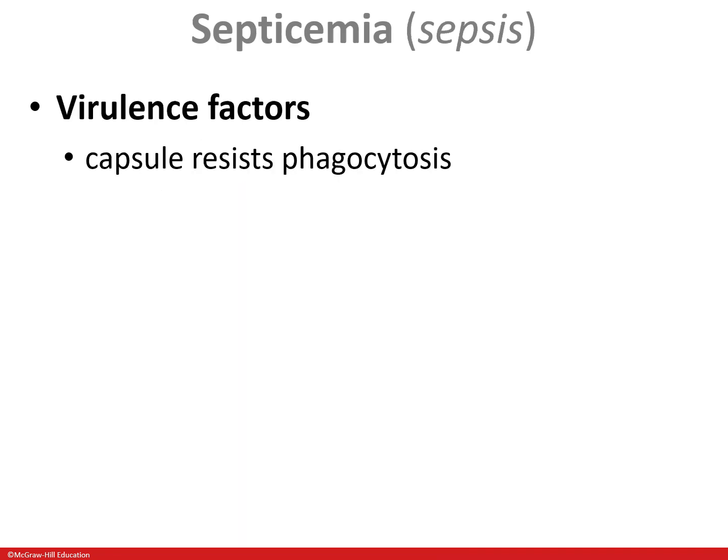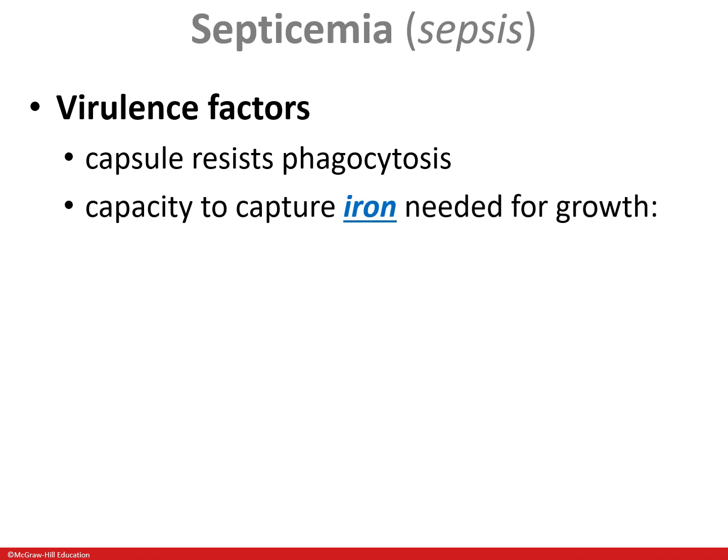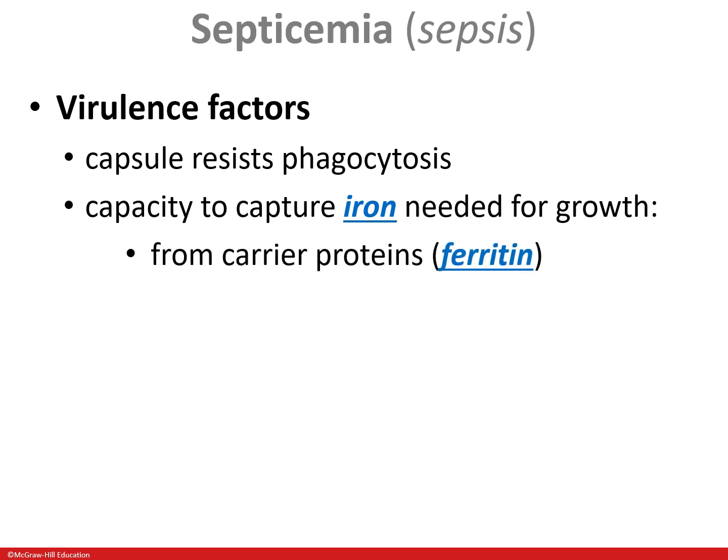Most organisms that can cause sepsis have a capsule, which means when they are encountering phagocytes, they are not recognized and not destroyed. And many of them also have the capacity to capture iron, which means fever is not going to be effective against them.